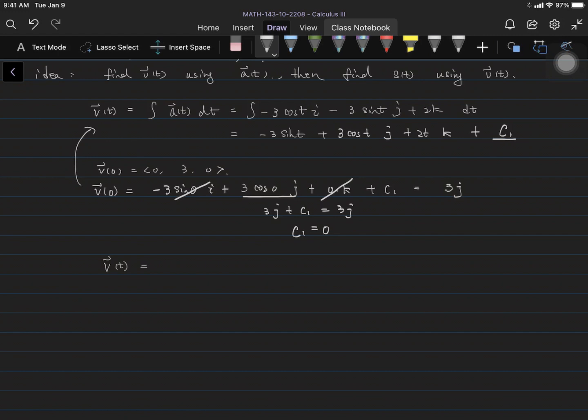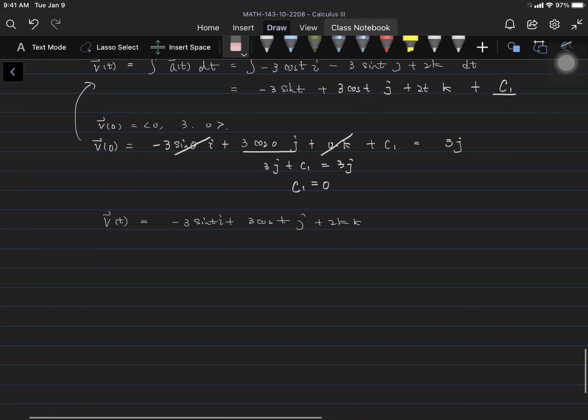So my velocity is this, plus c1, but because c1 is 0, I don't need to write down anything. So this is our v(t). Next, we are going to find s(t). The procedure is totally the same.